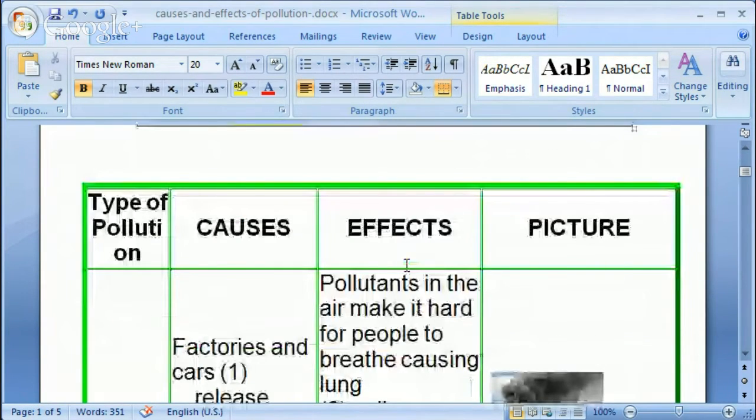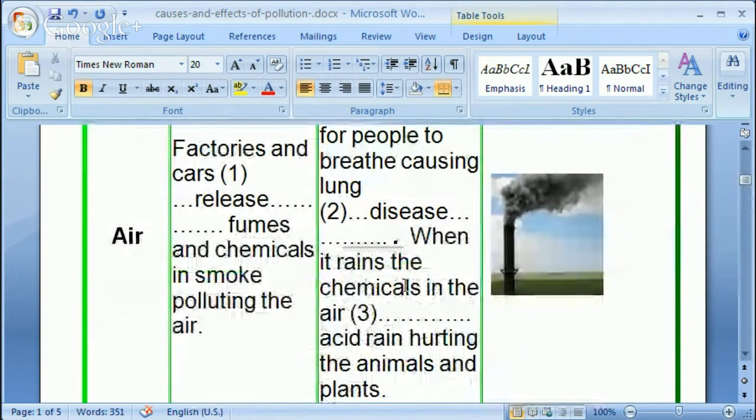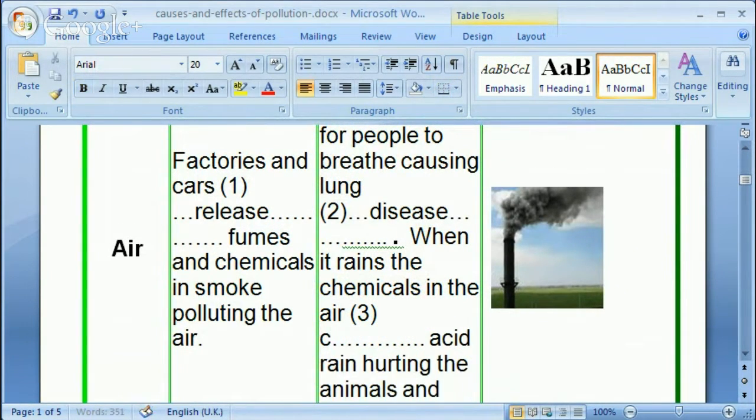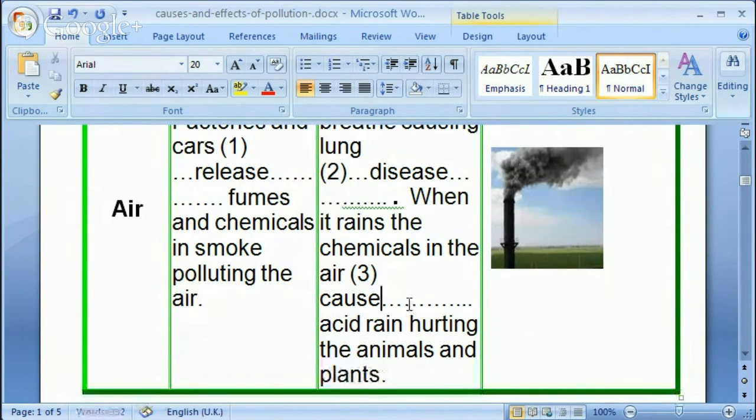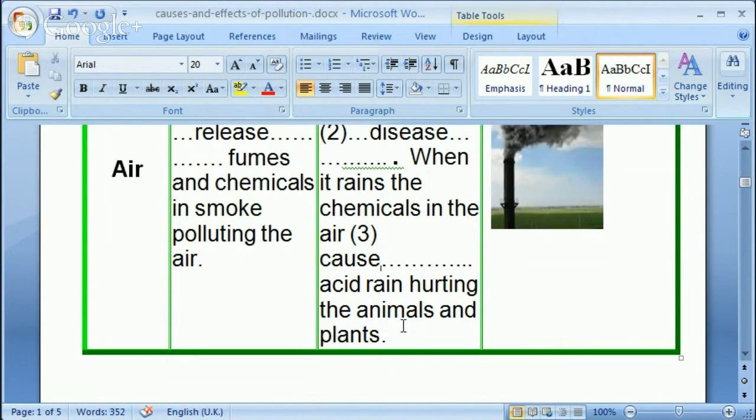Okay. When it rains, chemicals in the air dump acid rain. Probably not. Probably cause. Okay. Chemicals in the air cause acid rain, hurting the animals and plants. Okay.